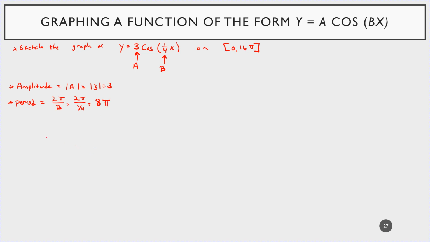Okay, 8 pi. So if you remember, in the previous lecture, what we were doing next was finding quarter periods. This helps us set up the 5 key points. So you're going to take this period you just found, 8 pi, and divide it by 4 to get 2 pi. So there's a quarter period every 2 pi. And here there's no phase shift yet. All right, so we've got the amplitude, the period, and the quarter periods. What you're going to do next is find the key points.